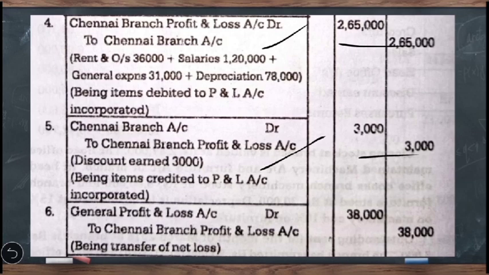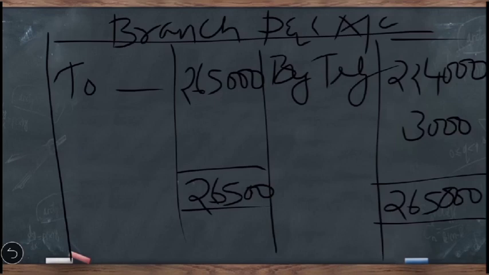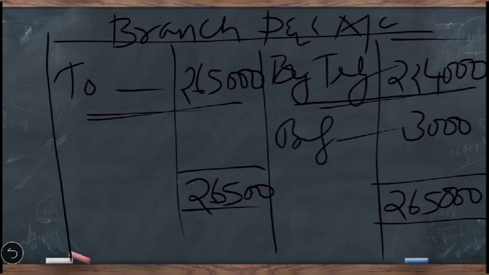After this fifth entry, we are going to close the branch profit and loss account to see whether there is net profit or net loss. In this format, I have brought forward the gross profit amounting to 2,24,000 from the trading account by branch trading account. Then the debit given here is for the total expenses 2,65,000, and this is for discount earned 3,000.